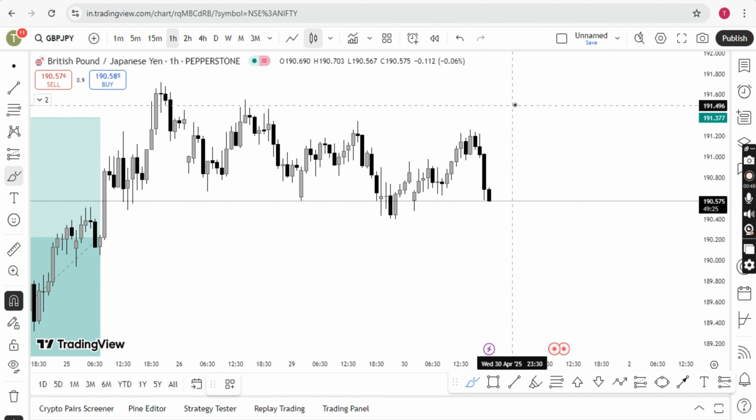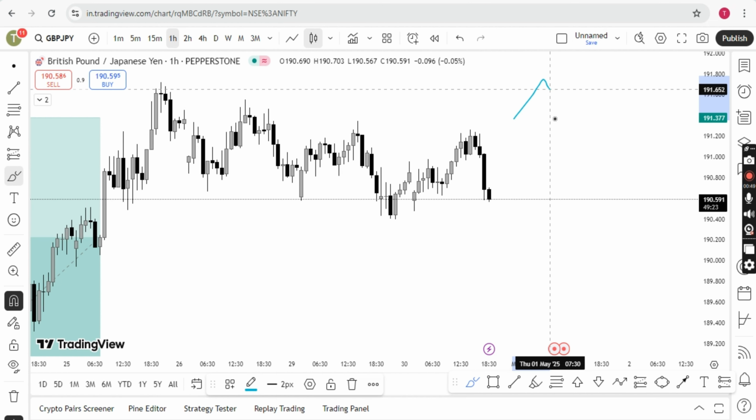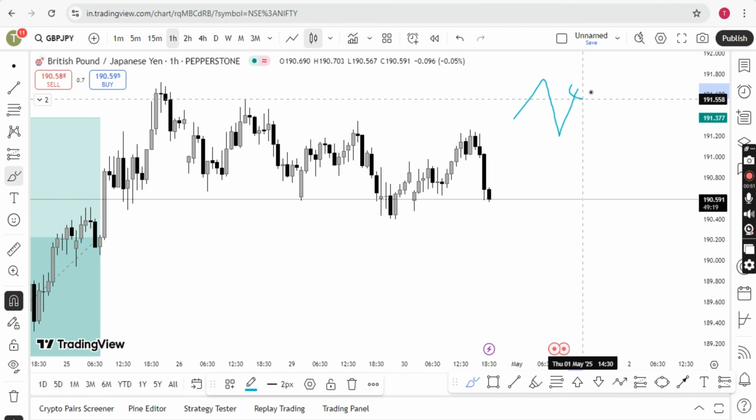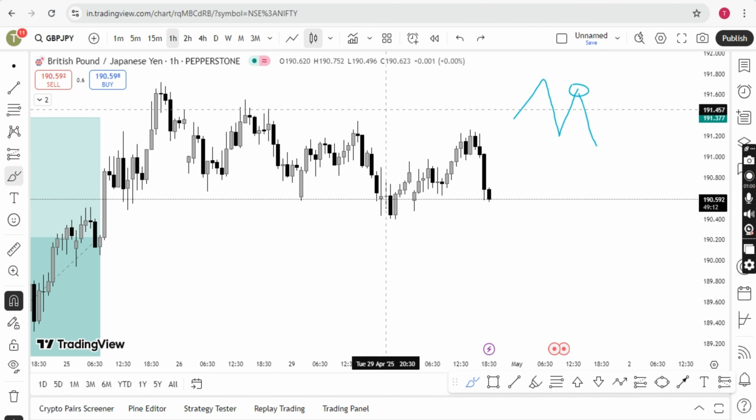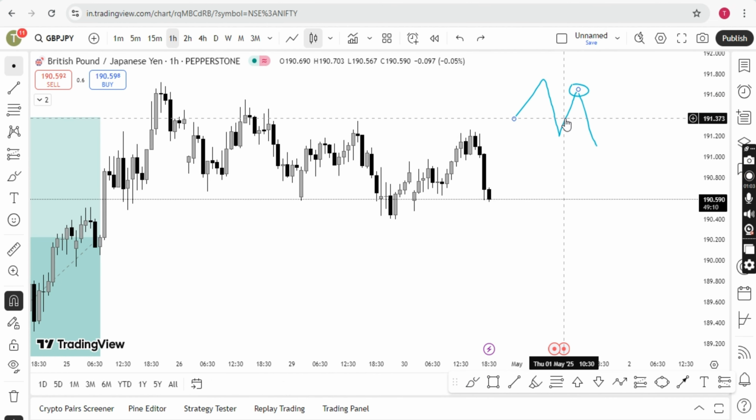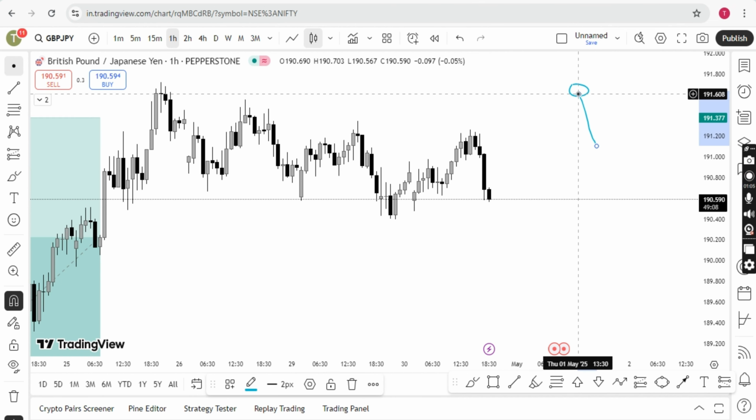What is the basic structure mapping? It says when the structure breaks downside, wait for price to pull back and try to sell from this area, and then wait for the price to come to this area and you can book the profit, right? This is what we have been learning so far. So now see what has happened here.